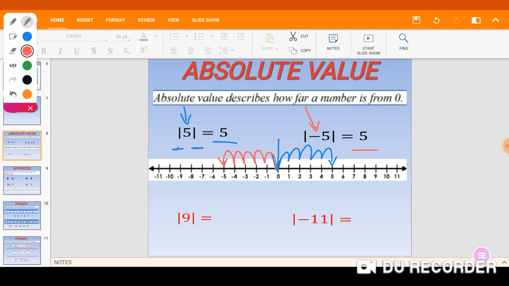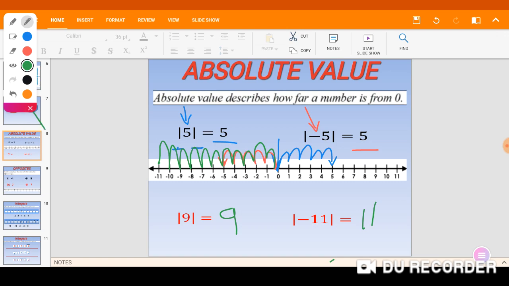Okay. Who can help? Absolute value of 9. Actually, 9 is positive, and the absolute value is always positive. So it will become what? It's 9. Absolute value of negative 11 is always positive, it's 11. So how far is negative 11 from 0? We will walk 1, 2, 3, 4, 5, 6, 7, 8, 9, 10, 11. So it's 11. And this is the answer.